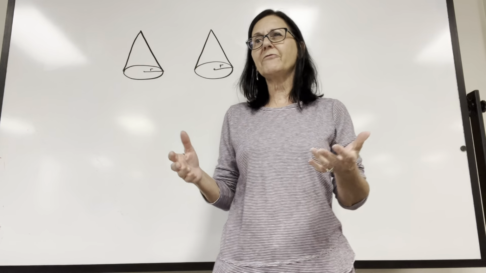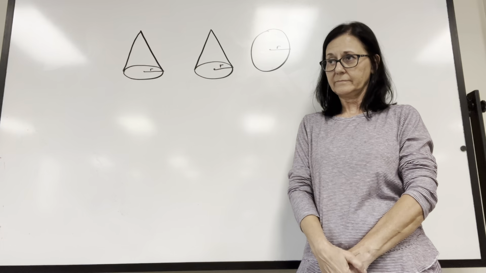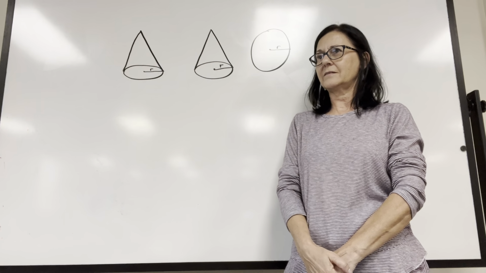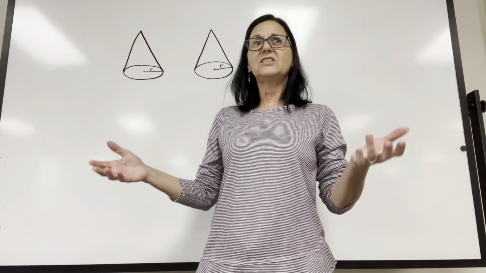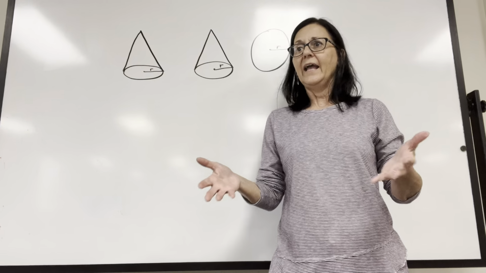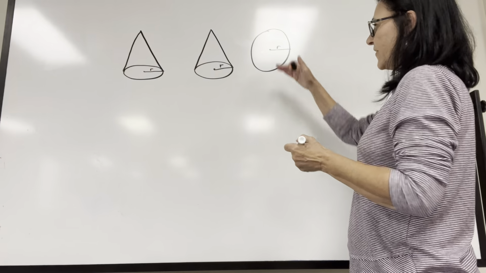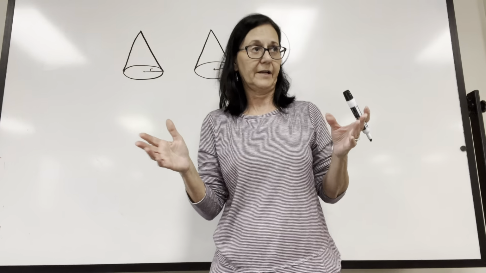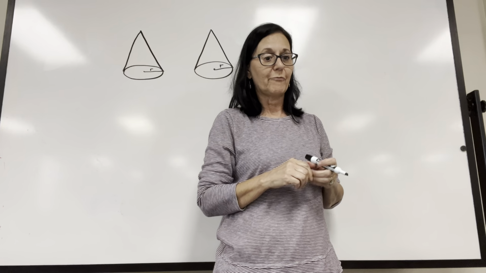A sphere is different. Does a sphere have a base? Does it have a lateral face? It's so different, isn't it? It's just one area. A sphere only has volume and surface area. It doesn't have a lateral surface area. We're going to go over that right this minute.